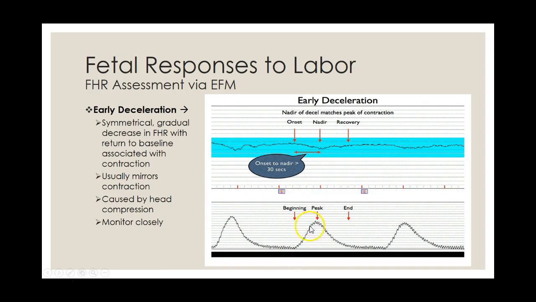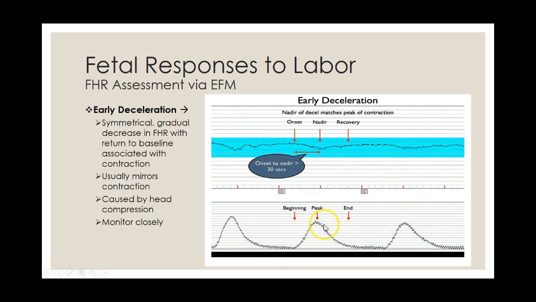Check out this contraction. See, we have the beginning, the end, and here's the peak. Now take a look at your fetal heart rate. Here's the onset of the deceleration, and it goes gradually down. The nadir is the bottom lowest point of that deceleration, and then it recovers back to baseline. Now, if we draw a line straight up from the peak of this contraction, it's going to mirror the nadir of this deceleration. So these two things will mirror each other.